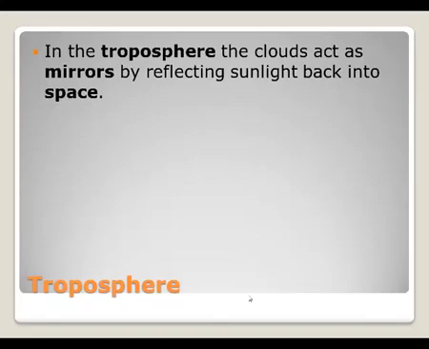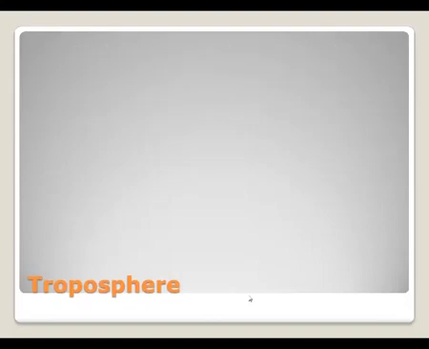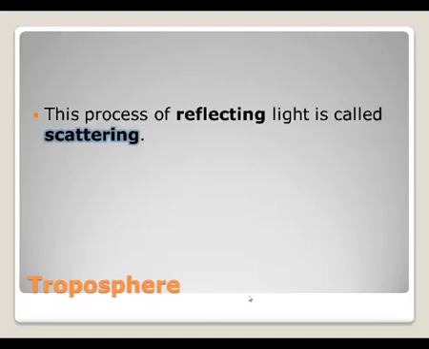When we have things like snow on the ground, it increases Earth's albedo. So the reflectivity of our planet increases when we have a large amount of snow cover. The process of reflecting light is called scattering. Clouds scatter light. Dust particles in the atmosphere help to scatter light. Gases in the atmosphere also scatter light.